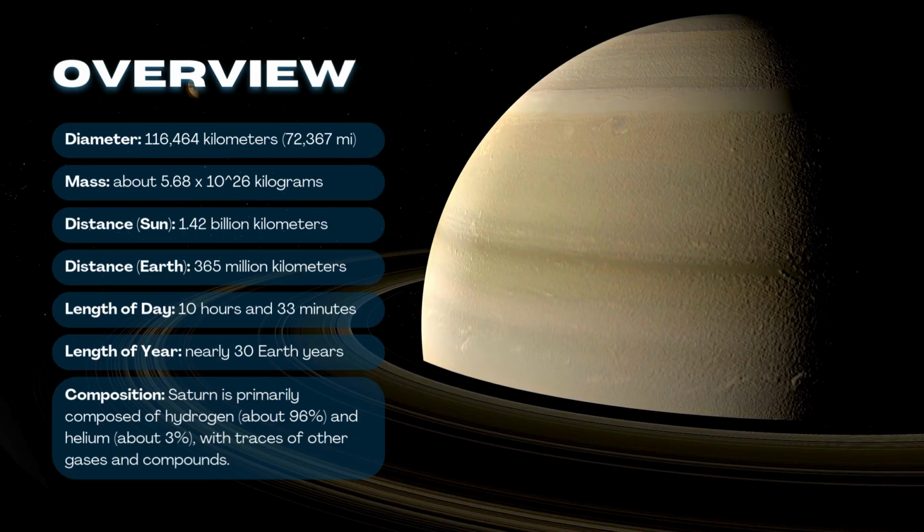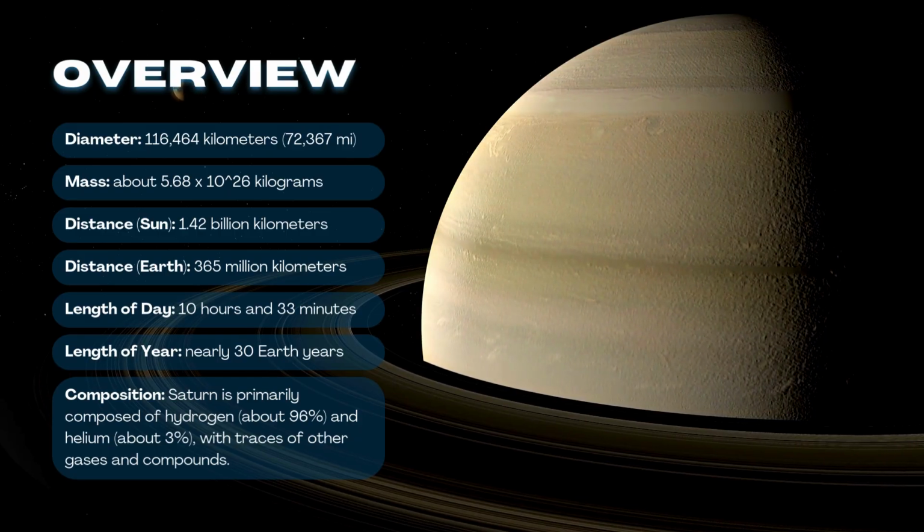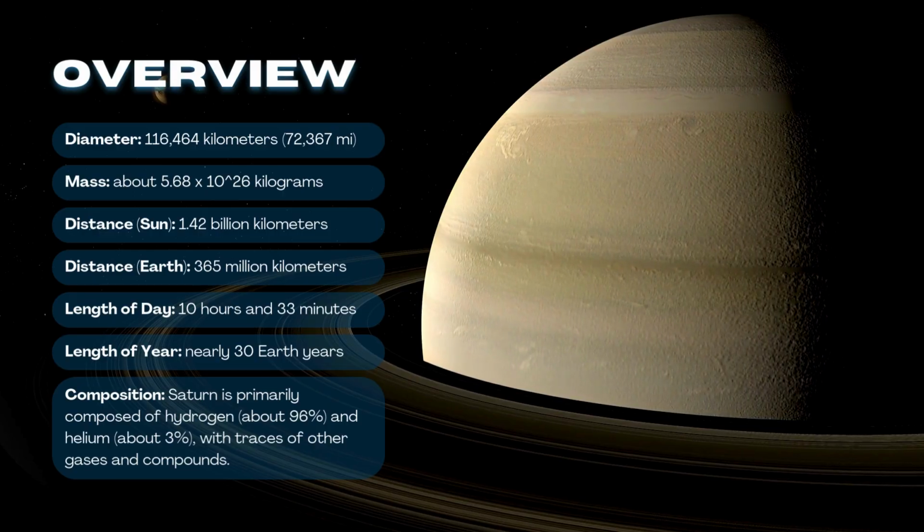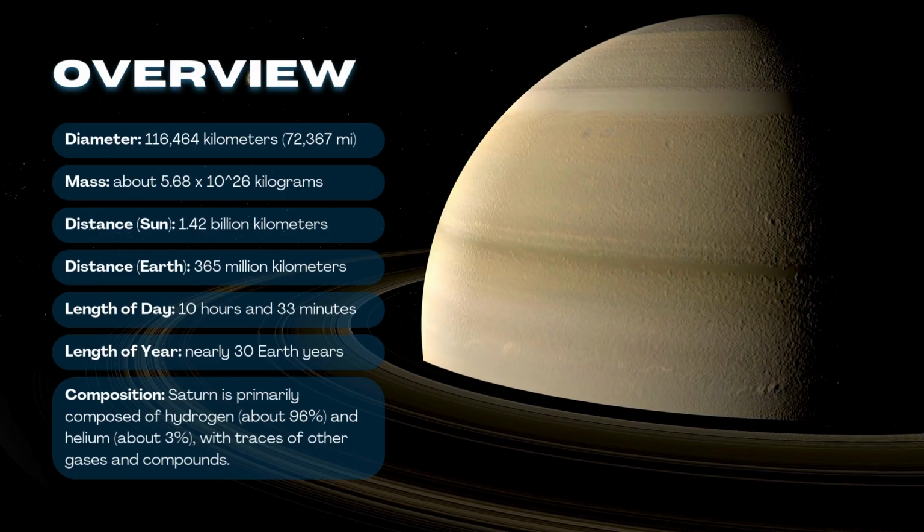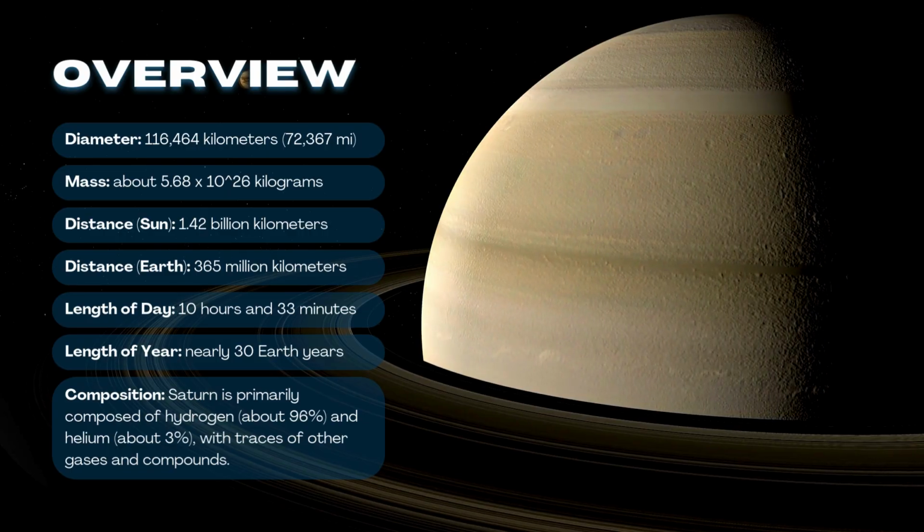Composition. Saturn is primarily composed of hydrogen, about 96%, and helium, about 3%, with traces of other gases and compounds.